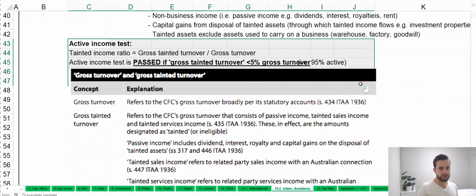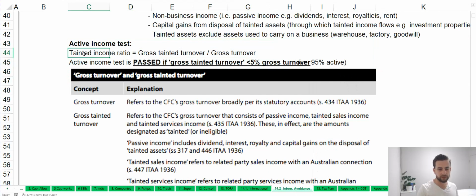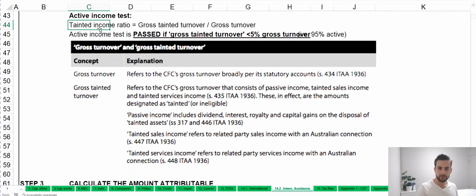So the active income test is what we're required to do to figure out where your business fits on the scale of tainted versus non-tainted, and then the implication in terms of how we actually treat that for attribution. The active income test is calculated as, and this is called the tainted income ratio, your gross tainted turnover divided by gross turnover.